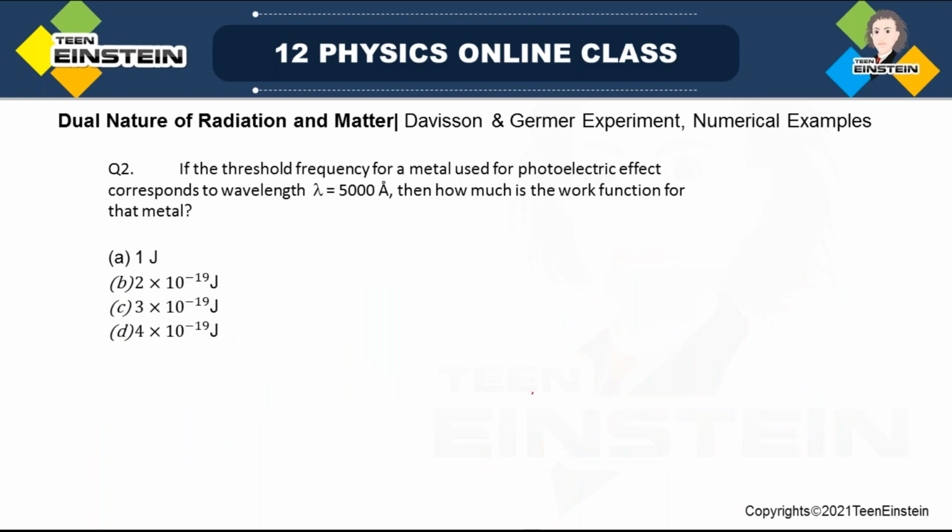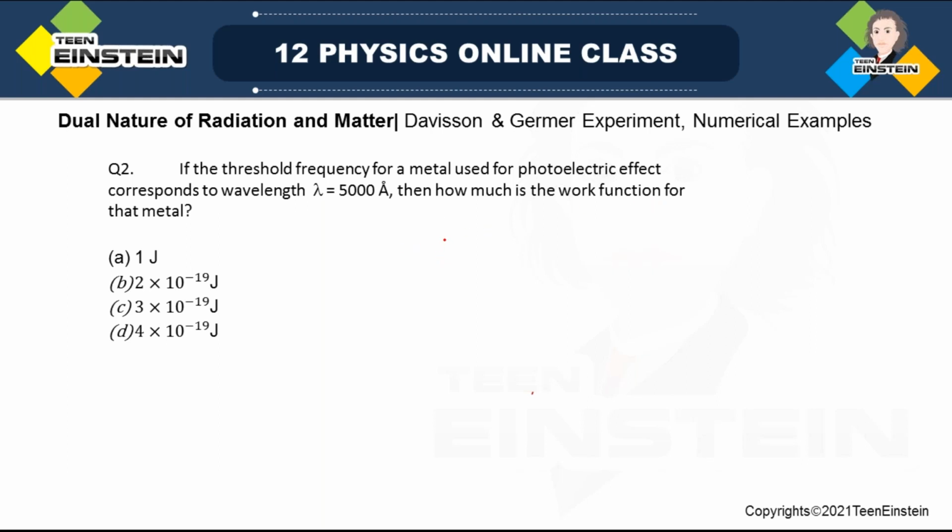Okay, now let us go to the next problem. This is a numerical problem. You have to do some calculations. If the threshold frequency of a metal used for the photoelectric effect corresponds to a wavelength of 5000 angstrom, then how much is the work function? Here also you have to use Einstein's equation. They have told you the threshold frequency, and then how much is the work function?